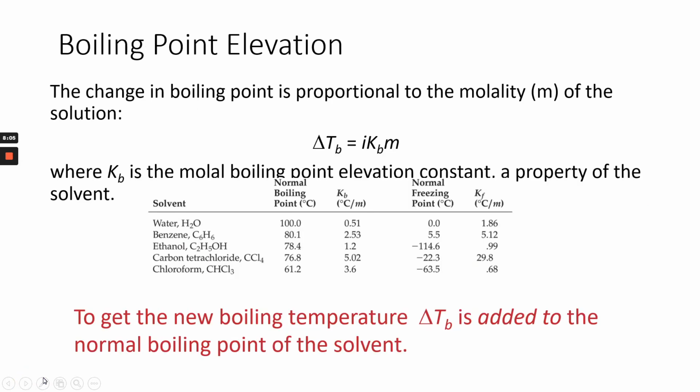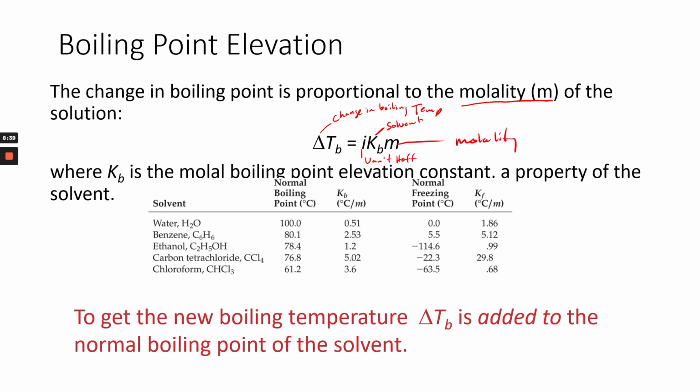So how do we characterize this boiling point elevation? Well, the change in boiling point is proportional to the molality. That's why we learned molality in the last video. So this here is your change in boiling temperature. i is your van 't Hoff factor. K_b is a constant depending on the solvent. This depends on the solvent. And m is your molality.